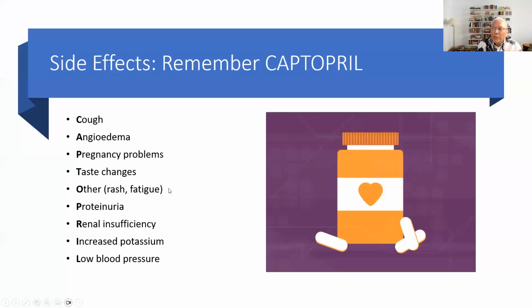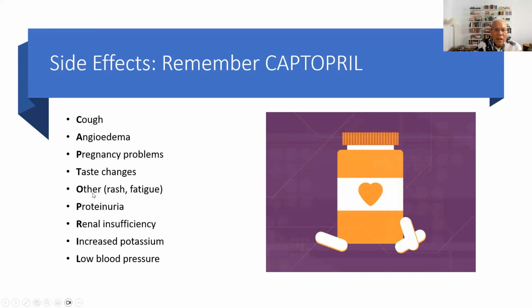Now, there is an acronym that has been proposed: one of the ACE inhibitor drugs, known as Captopril, could be a clue for you to remember the important things about ACE inhibitors. So Captopril, spelled C, would stand for cough. So remember the cough. A would stand for angioedema. P, pregnancy problems, meaning to say that it's contraindicated in pregnancy. And T for taste changes.